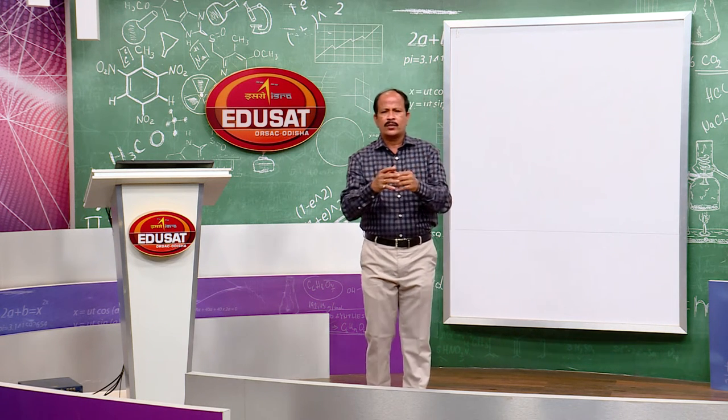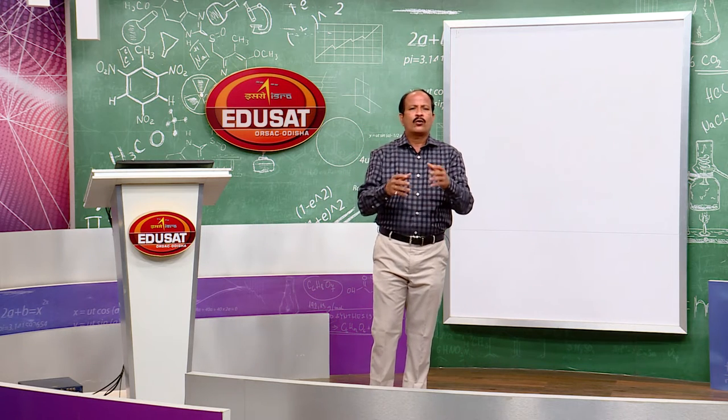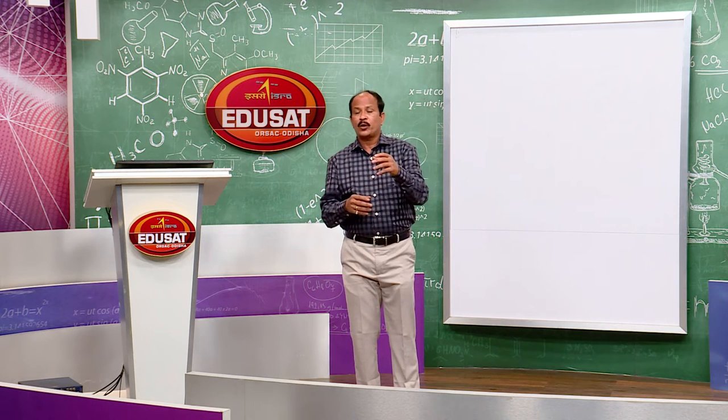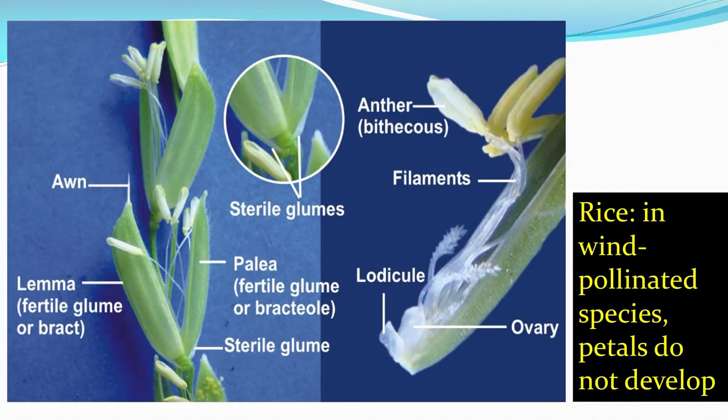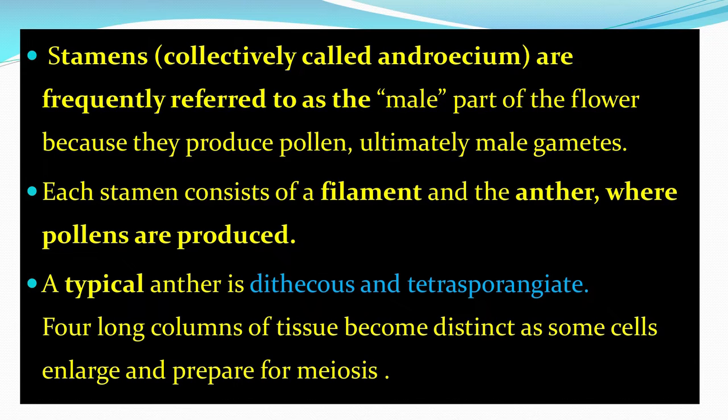So, the perianth is represented by lodicule here, and as you can see, other adaptations of these wind pollinated flowers are feathery stigmas, and the beautiful anthers, 6 in number in each flower, right? They are highly swinging in the air and they shed their pollens so that they can be collected by these feathery stigmas.